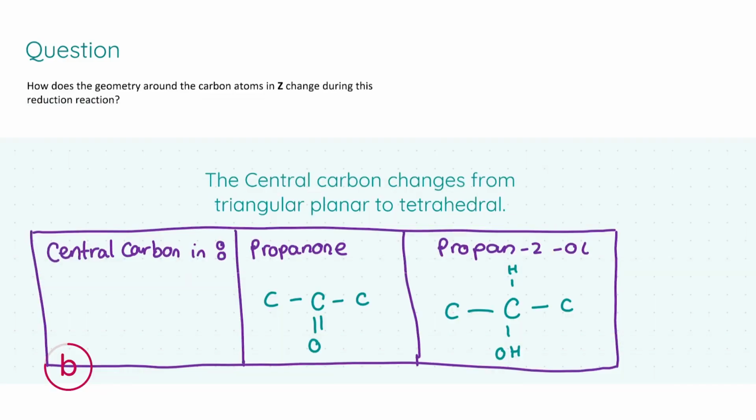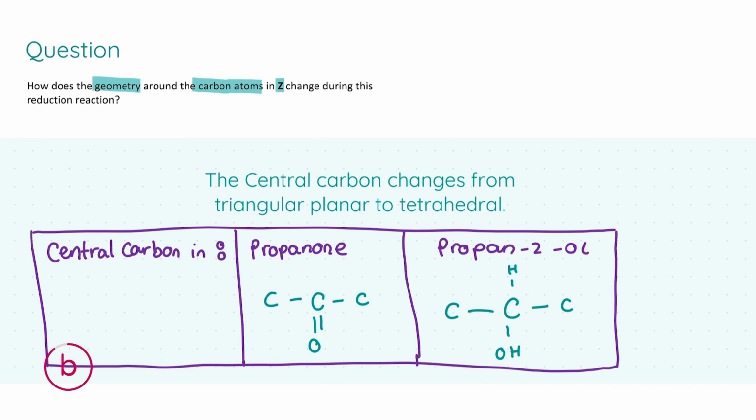Now we're going to move on to question B, part 3, which asks us, how does the geometry around the carbon atoms in Z, and Z is propanone, we'll remember from the start of the question, how does that change during this reduction reaction? We know that Z is propanone and it's reduced to propan-2-ol. The best thing that I always found to do in these kind of questions is draw out the geometry of both of the molecules.